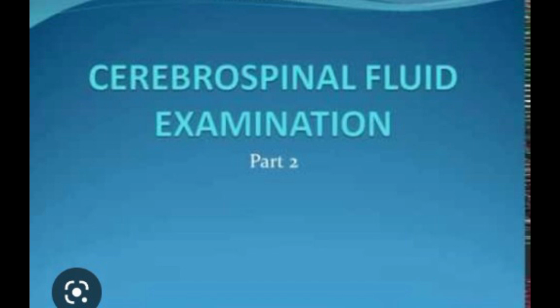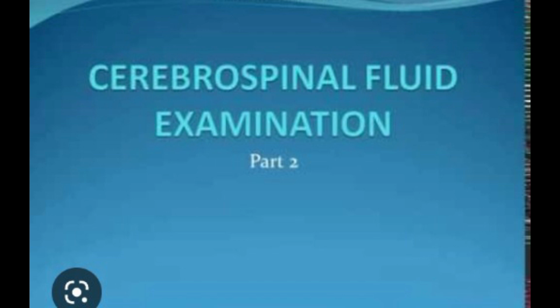The CSF serves as a medium for nutrient exchange in the nervous system. The CSF is usually collected by spinal puncture. The fluid should be collected in 2 sterile tubes. Biochemical examination of CSF. Under routine biochemical examination of CSF, protein, sugar, chloride and pH reaction should be done.